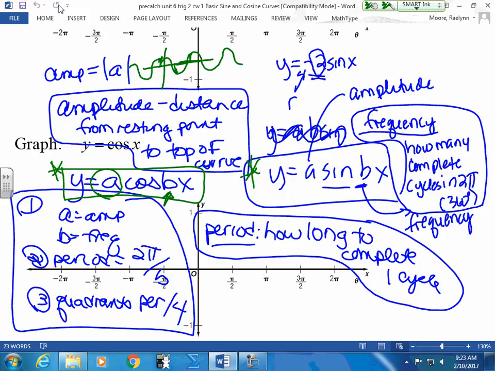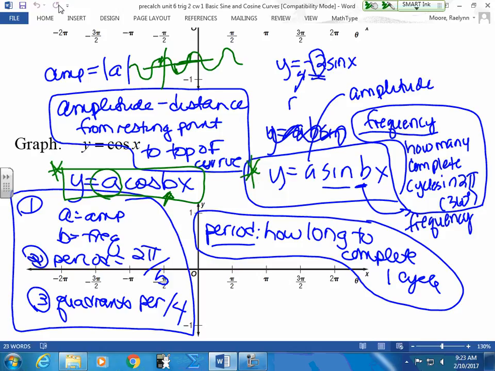My pen's a little off. Or to the bottom of the curve. Your amplitude will always be the same from the resting point to the top and to the bottom. That will always be the same amplitude. In other words, we're not going to change it where one dips lower than the other. They're always going to have the same up, the same down.